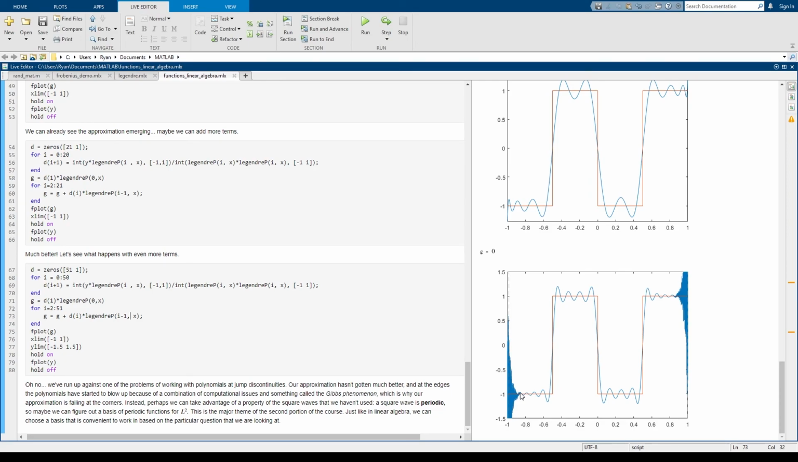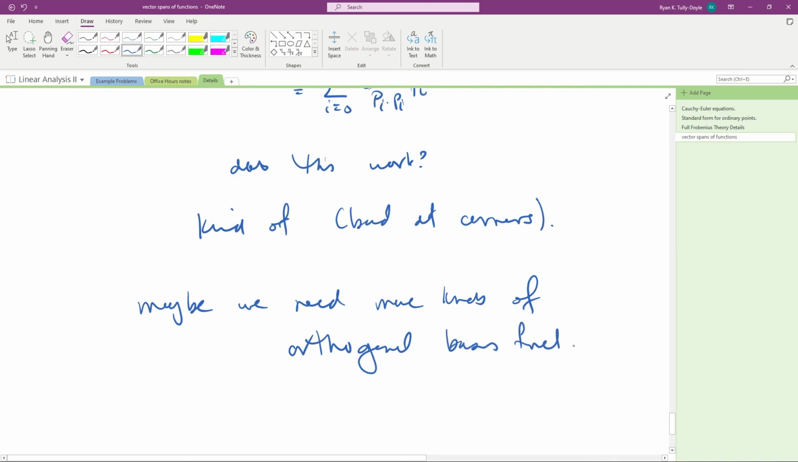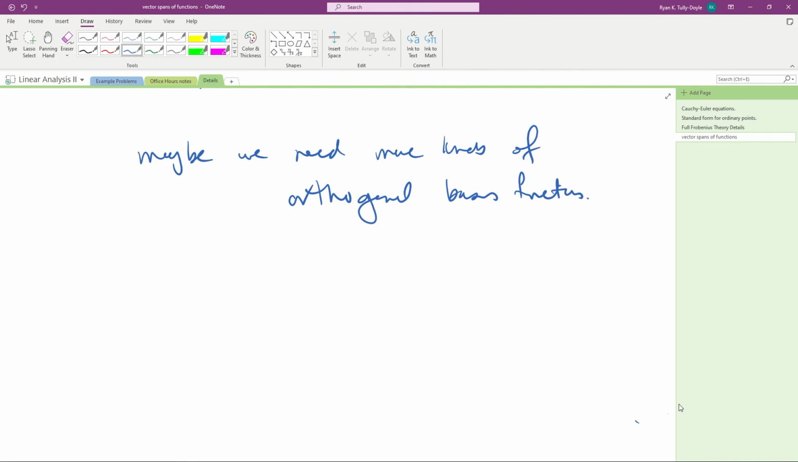The question I want you to have in mind is, the Legendre polynomials were awesome for some types of functions, where we got great approximations. So maybe what we need to do is cook up another set of functions that are orthogonal to each other, that we can consider as the basis for our subspace projection. Maybe we need more kinds of orthogonal basis functions. And it would be really awesome, if we want to study periodic functions, if our basis functions were periodic.